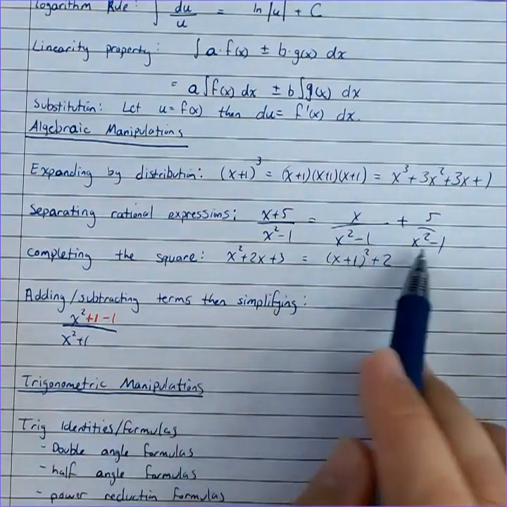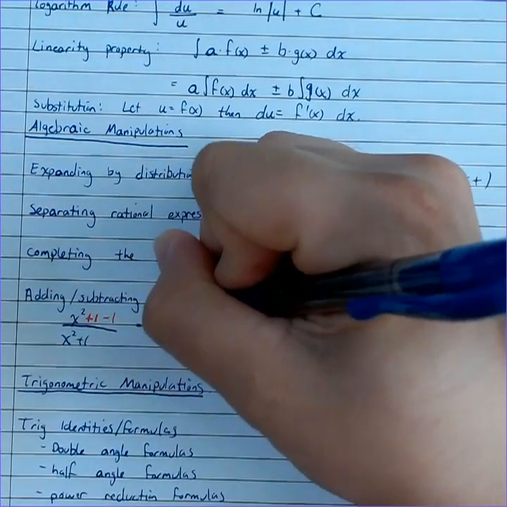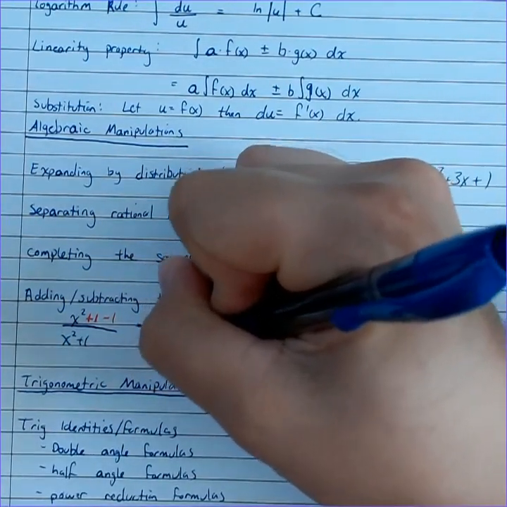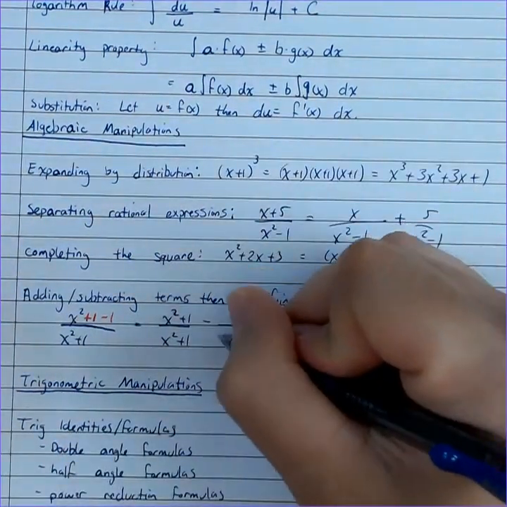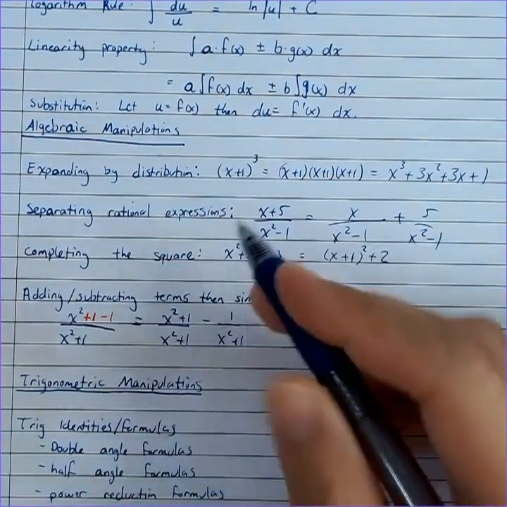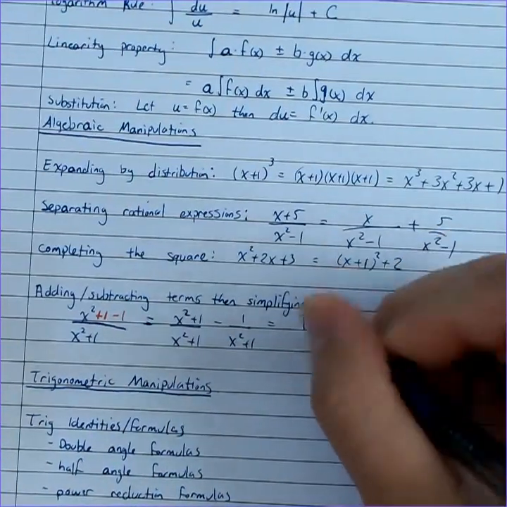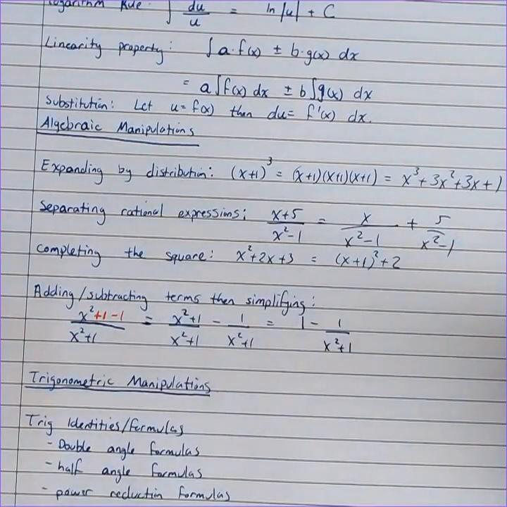Take this and split it like we have up here. You can write this as x squared plus 1 over x squared plus 1 minus 1 over x squared plus 1. And now that's 1 minus that. So 1 minus 1 over x squared plus 1. And there we go, dividing without any of the extra mess.